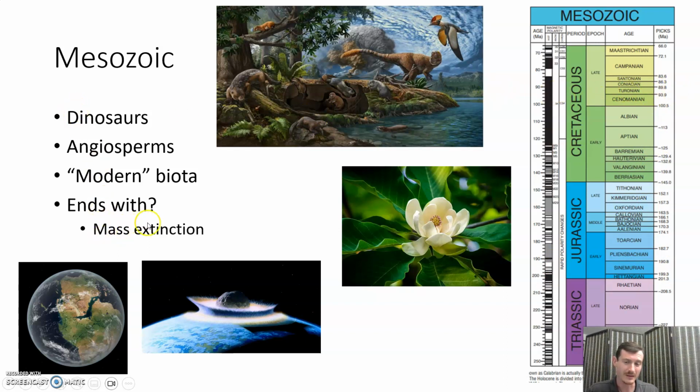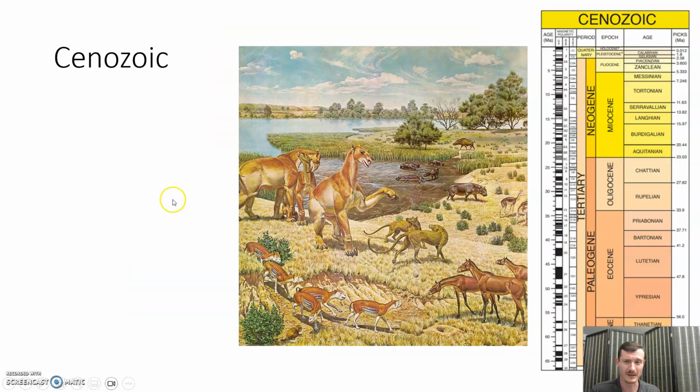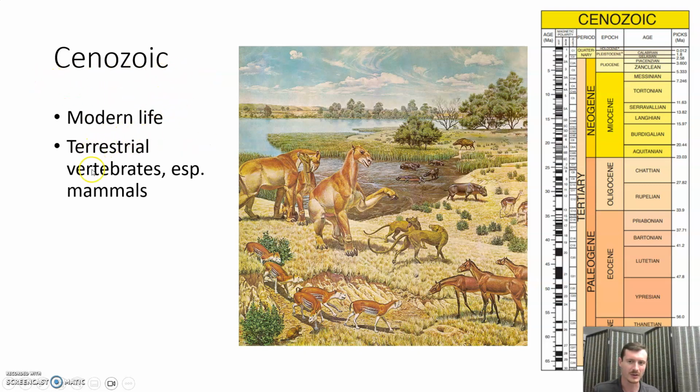Okay, and we have our end with a mass extinction. Now, I said that all mass extinctions have climate change in common. This one does as well. It's thought to be a combination of impact, volcanism, and subsequent changes in climate, ultimately affecting the Earth. Okay, now we get to our final era, right? Our Cenozoic, modern life. We got terrestrial vertebrates, including mammals. We got angiosperms.